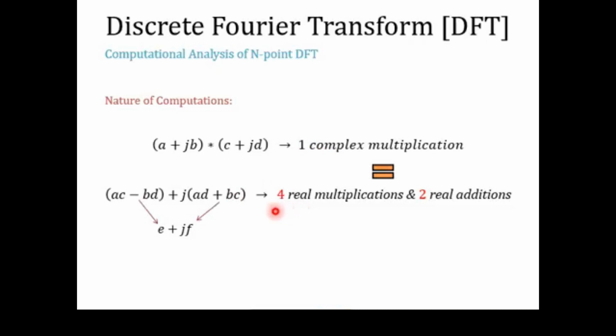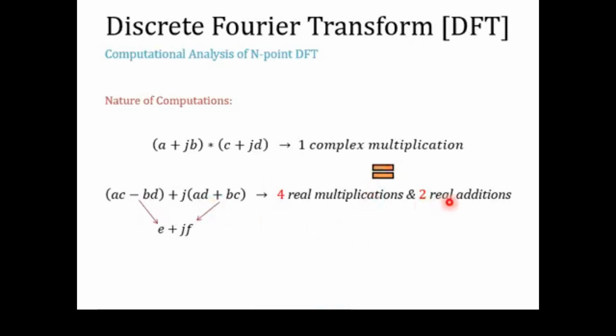Now let's come to the addition operations. In order to get the final result, we have performed two additions. The first addition was performed here when we added the result of AC with BD, and this subtraction is basically a kind of addition for our computer. So this is the first addition operation. Similarly, we have added the result of AD with BC, so this was another addition operation. So first real addition, second real addition, which means that one complex multiplication has two real addition operations.